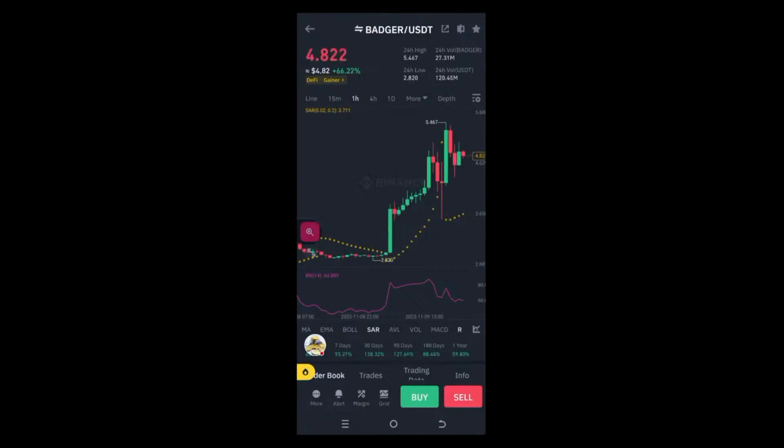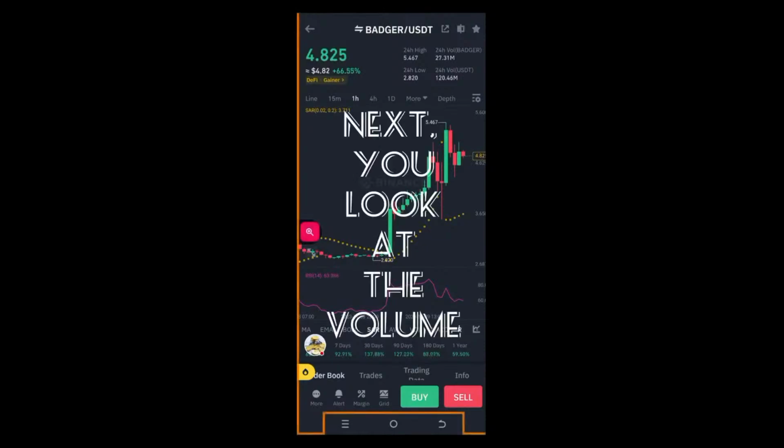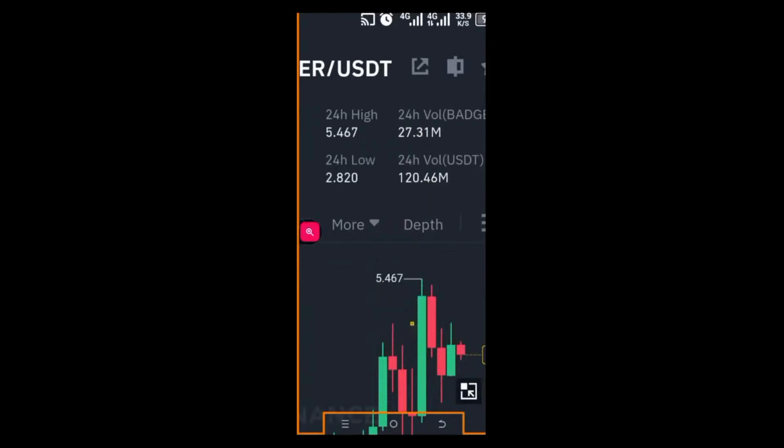All right. So let's go to another thing that we need to look at. Now, after you've seen all these three things, these first three things are for you to even decide or consider whether you're going to take this trade or not. After you've seen that all three are good, what do you do next? You look at the volume.